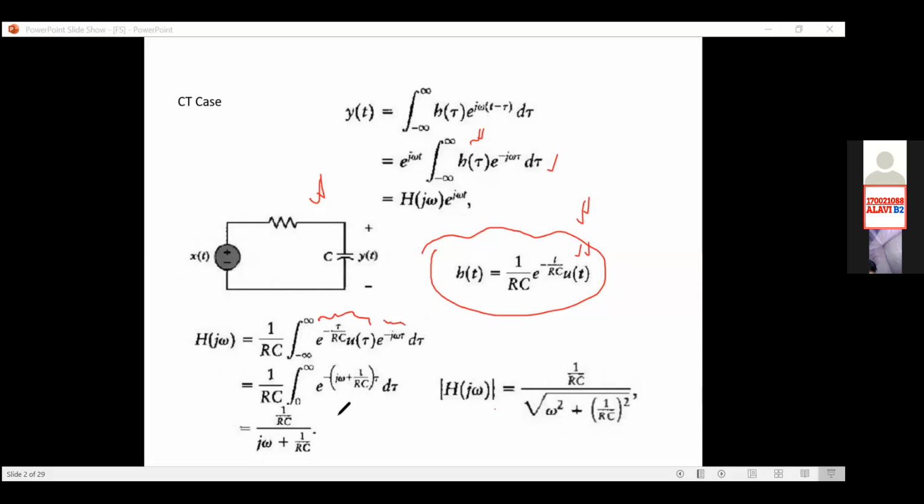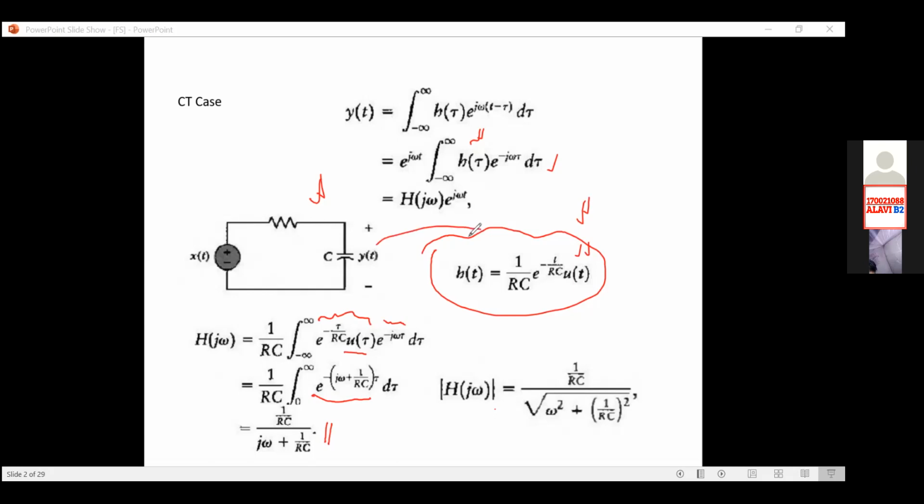Then you can express this integrand in this form, where u(τ) is a unit step function with value equal to 1 for τ equal to 0 onwards. In general we integrate from minus infinity to infinity, but we do not need to, because your impulse response is from time t equal to 0 to infinity. So we can integrate from 0 to infinity, and after evaluating this integral we have this transfer function. Now compare this transfer function with circuit theory.